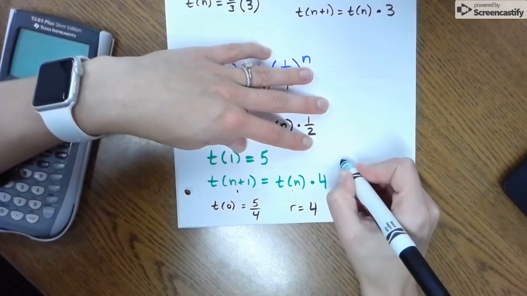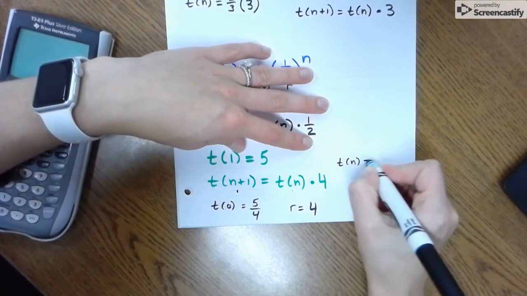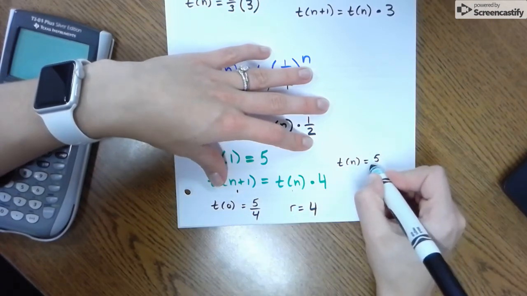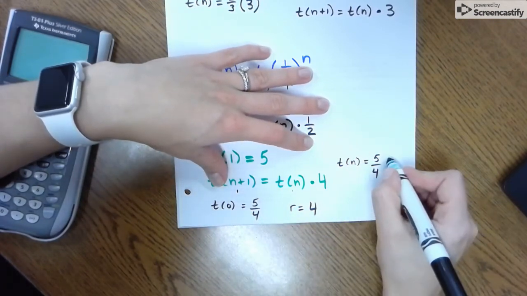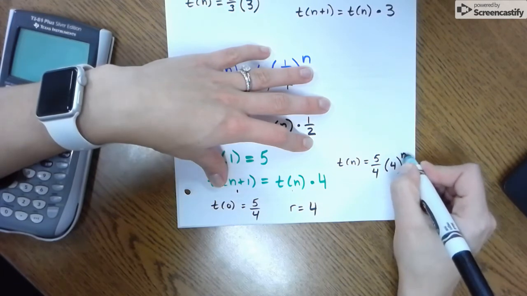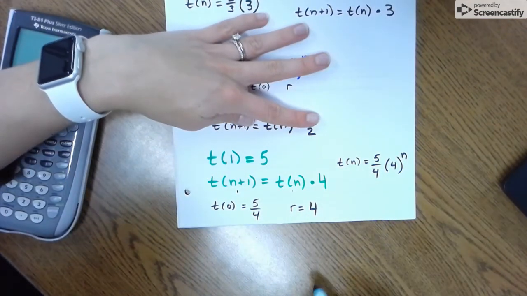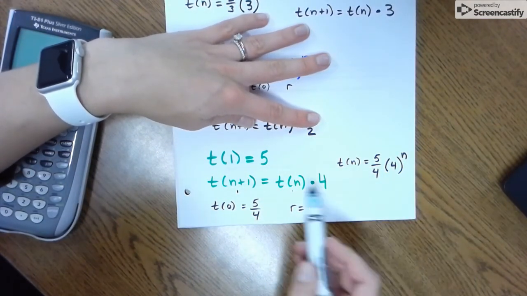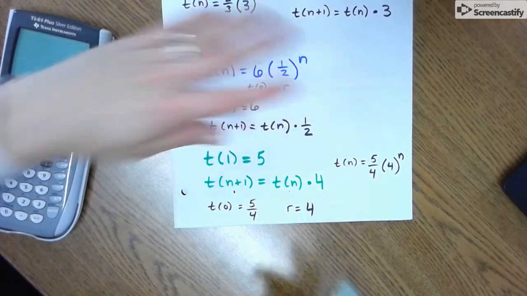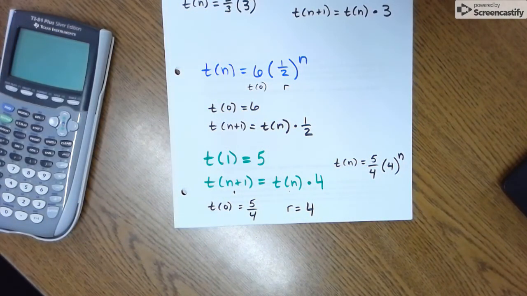Then to write my equation, I would say t of n equals the 0 term, 5/4, times 4 to the power of n. So this is the explicit equation based off of the information I got from the recursive equation.